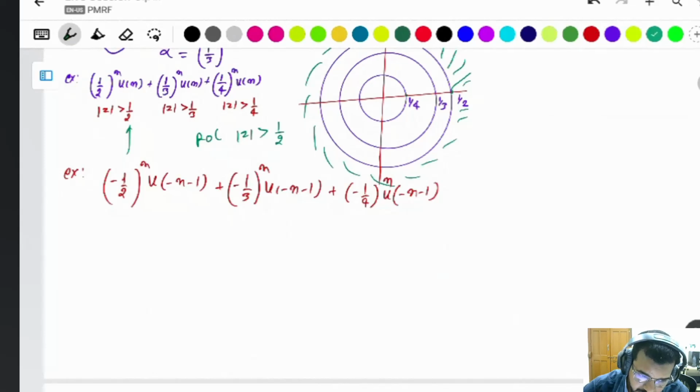Okay. In this case, mod alpha should be less than, because of the negative thing, left side signal, then less than 1 by 2. Because mod of alpha means mod of minus 1 by 2, it means 1 by 2 only. In this case, mod of z should be less than 1 by 3. In this case, mod of z should be less than 1 by 4.